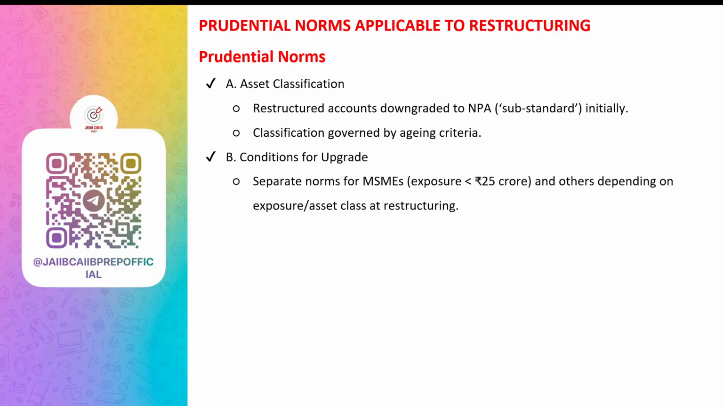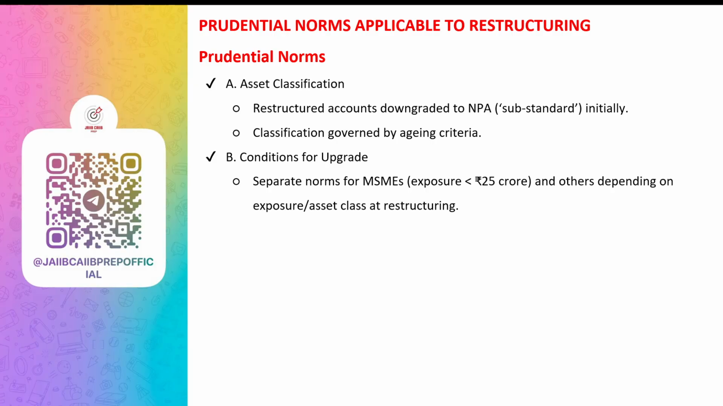Asset classification. RBI has set specific rules to ensure restructuring is not misused. Number one is asset classification. When a loan is restructured, it is normally downgraded to NPA substandard, even if it was standard before restructuring. Its classification will continue as per aging norms, how long it has remained overdue.